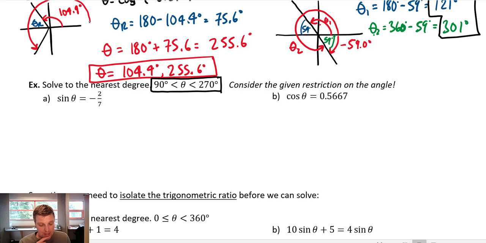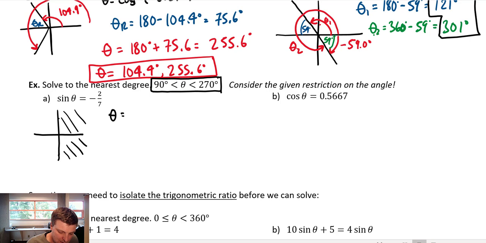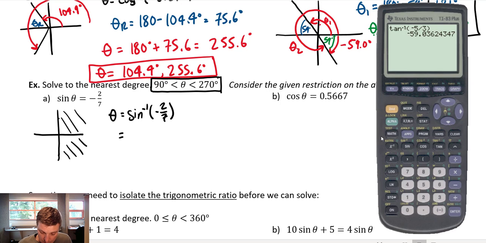So we're looking for an angle where the sine of that angle is -2/7, but we've restricted it so it can only be in the second or the third quadrant. So I can't have anything in the first quadrant, and I can't have anything in the fourth, okay? So let's see what happens. When I find theta, that's going to equal inverse sine of -2/7. Let's see what the calculator tells me. Second function, sine, -2 divided by 7, and that's going to equal -16.6 degrees.